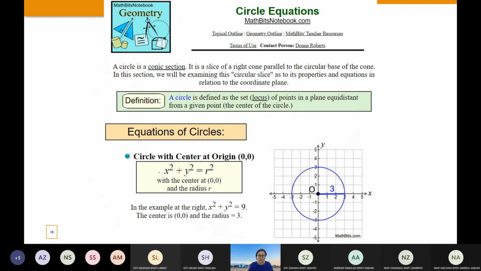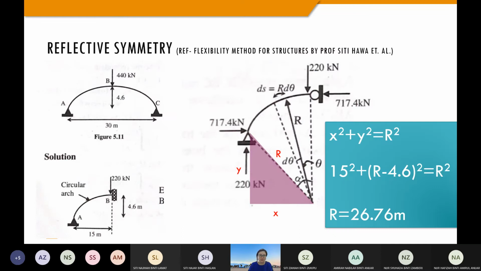Okay, so this is about a circle equation, or I would say also the theorem of Pythagoras, on the x, y, and the r. Okay, how do you get this r? You get x squared plus y squared equal to r squared. Okay, so now I'm going to refer to the problem again. If you notice that in this problem, we do not know the r value.